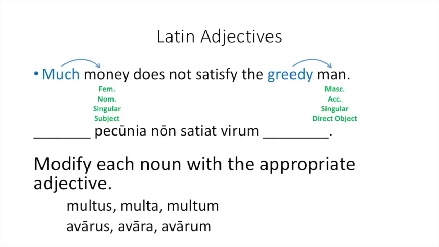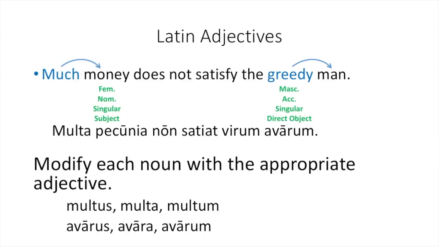Now, what will the proper forms of our adjectives be to modify pecunia, our nominative singular feminine word for money, and virum, our masculine accusative singular word for man? Use these dictionary entries for multus, multa, multum, and avarus, avara, avarum to modify our nouns, and resume the video once you are complete. You are right if you said that multa will modify pecunia and avarum will modify virum.